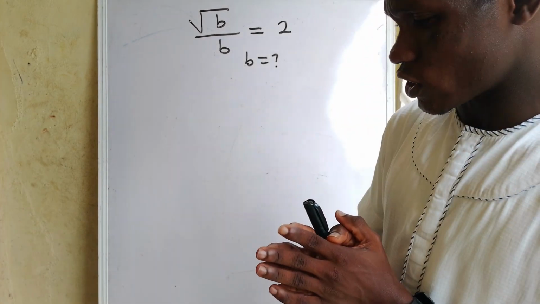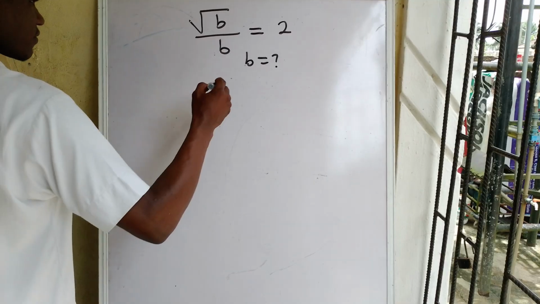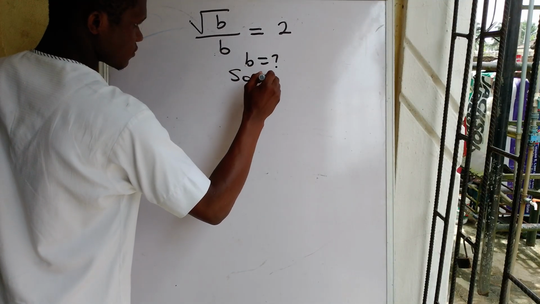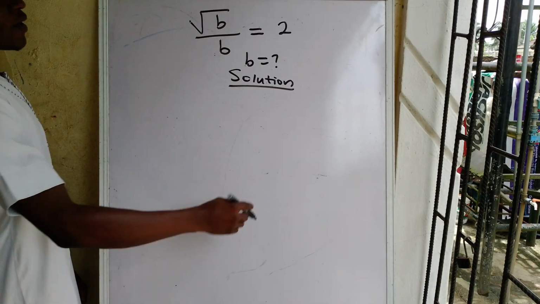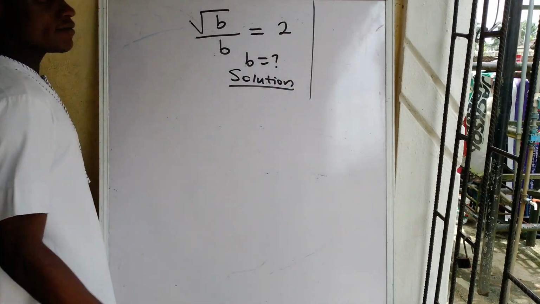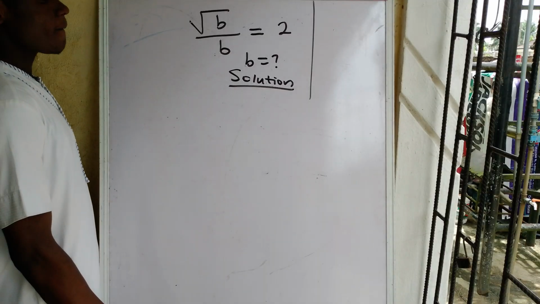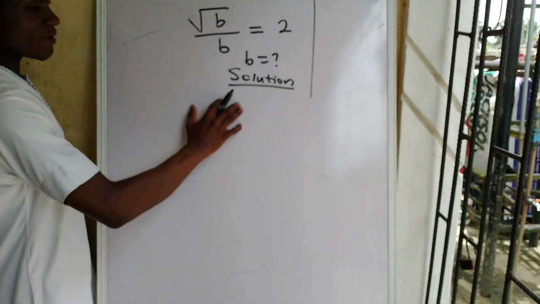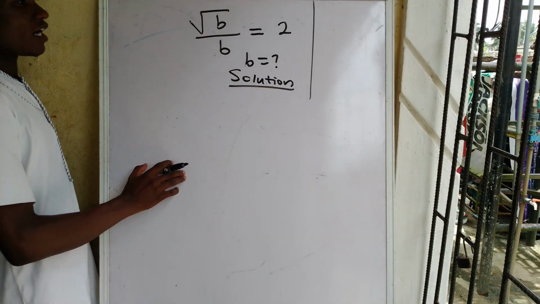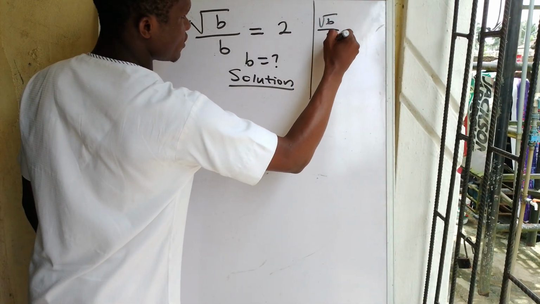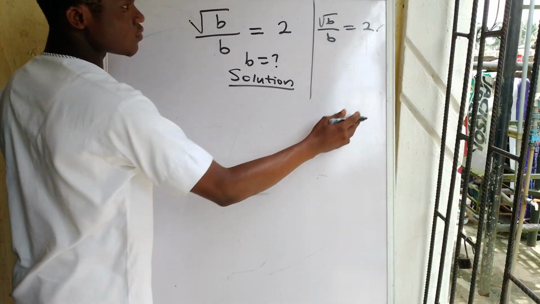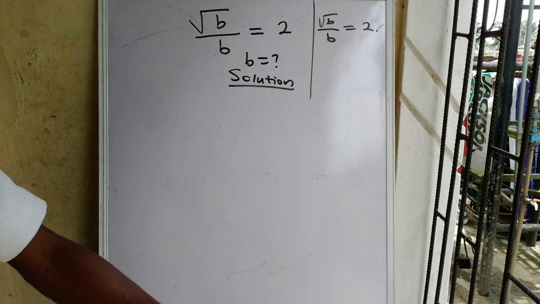So let's provide a solution to this. Okay, we can simply start solving this from here. So if we have this to be root b over b equals 2, this is what we are now having.